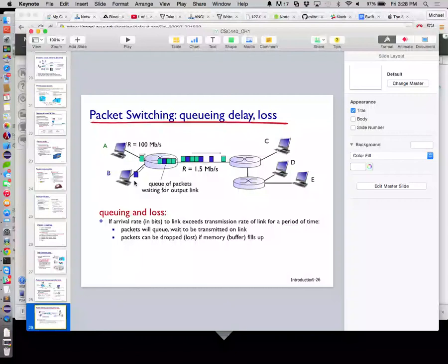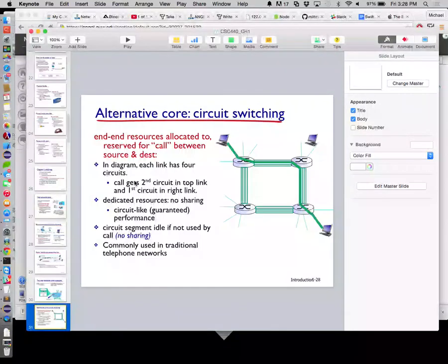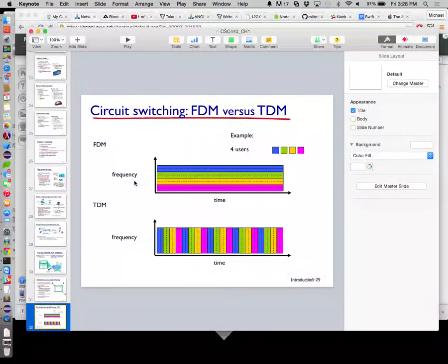Probably won't ask a question about queuing delay stuff. I probably won't ask anything about circuit switching, just know it exists, I guess. I won't ask anything about it. It's stupid.